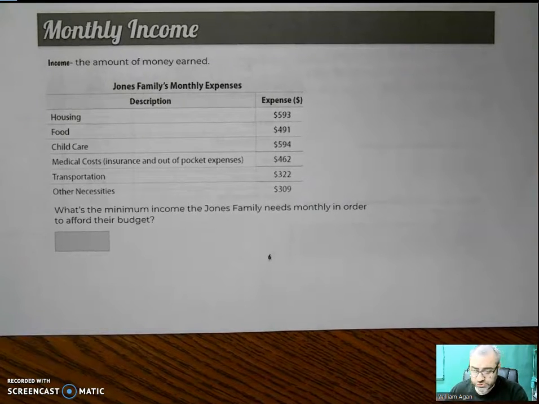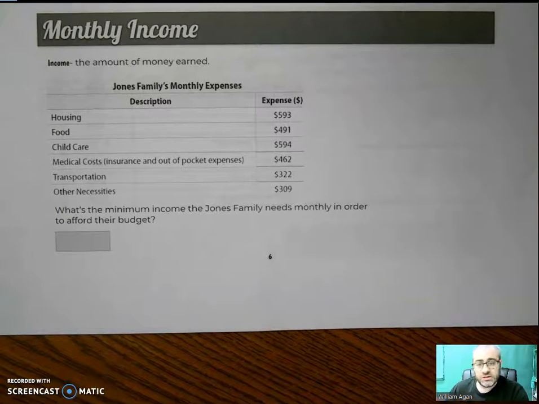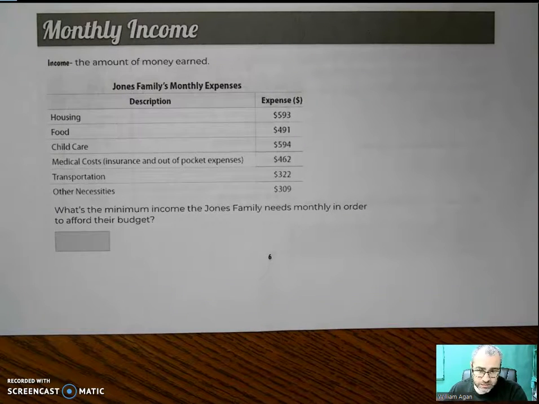Well, it's pretty simple. You just add all this up, and that tells you what their total expenses are, and that's how much money they need. Now, this is a very simple concept, but it is a very hard problem. And you may be thinking, what? It's just addition. Why is it hard?